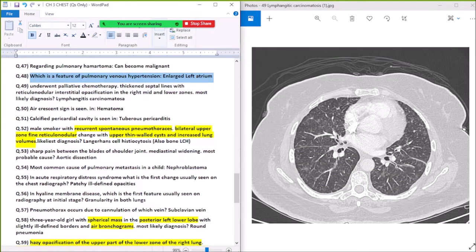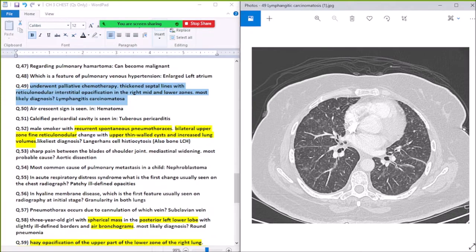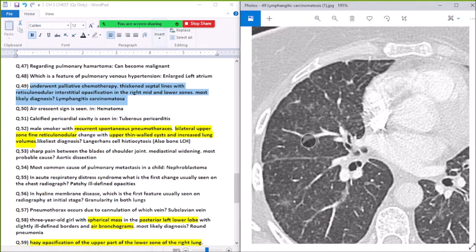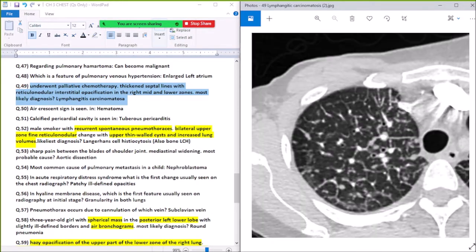Question 49. A patient who underwent palliative chemotherapy shows septal lines with reticulonodular interstitial opacities in the right mid and lower zone, most likely diagnosed as lymphangitis carcinomatosis. Nodular septal thickening is seen in lymphangitis carcinomatosis.